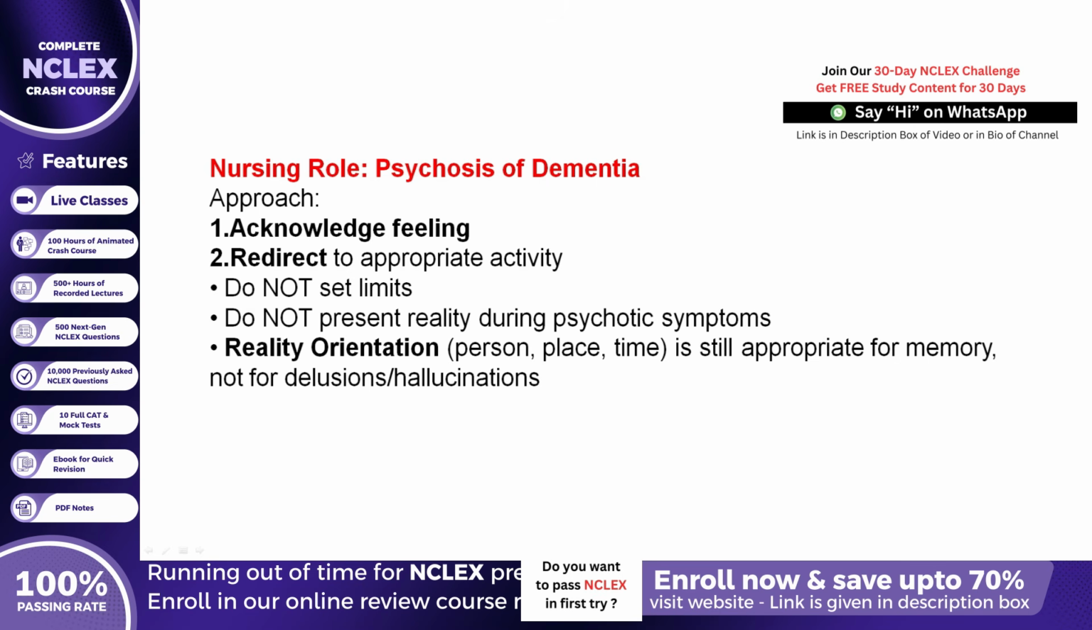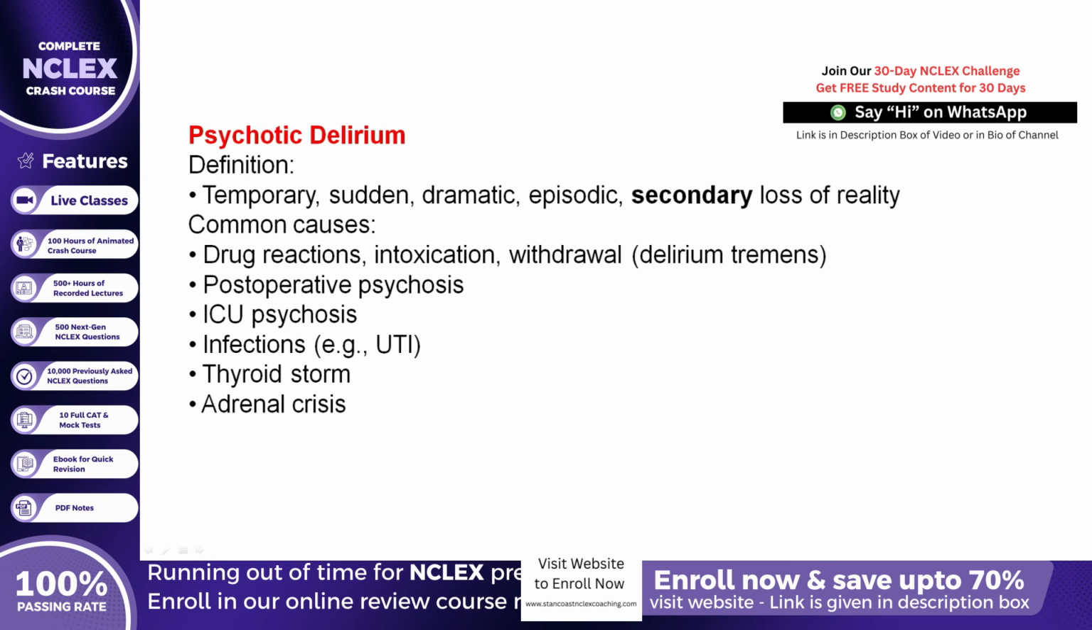Moving into the nursing role, the first step is to acknowledge the person's feeling. After acknowledging, we then redirect them to an appropriate activity. We do not set limits. We also do not present reality during psychotic symptoms. At the same time, reality orientation, including person, place, and time, is still appropriate for memory, but not for delusions or hallucinations.